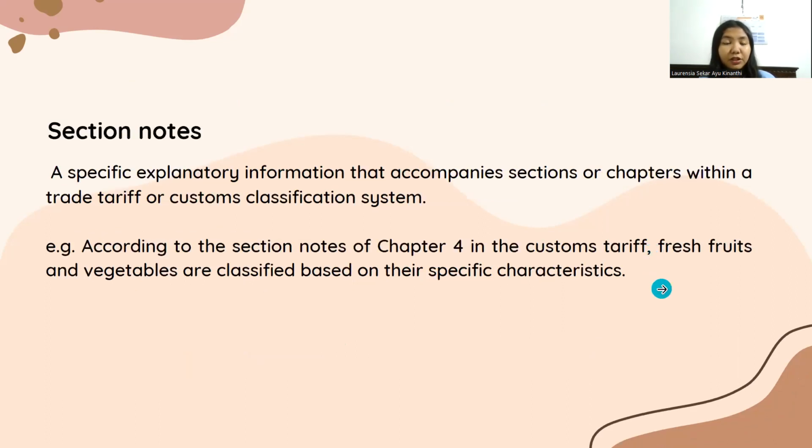The next one is section notes. It is specific explanatory information that accompanies a section or chapter within a trade tariff or customs classification system. The second example is, according to the section notes of chapter 4 in the customs tariff, fresh fruits and vegetables are classified based on their specific characteristics.